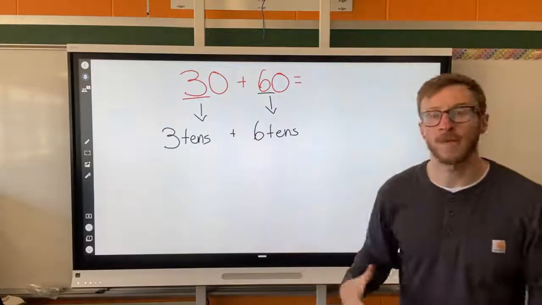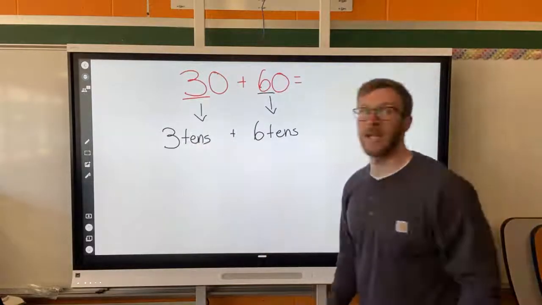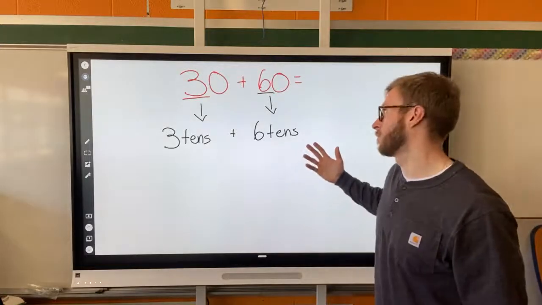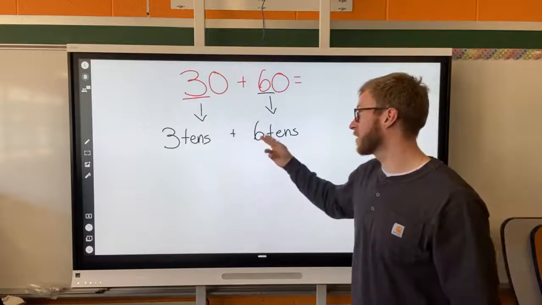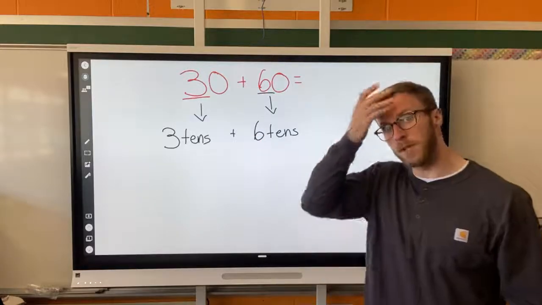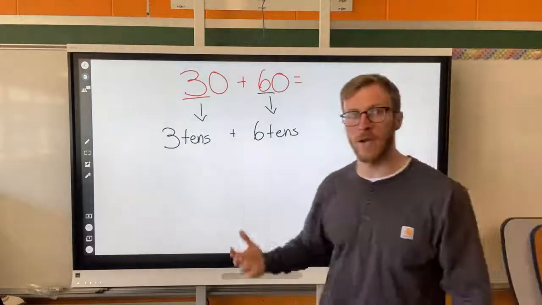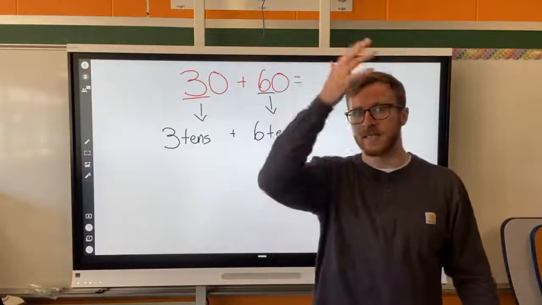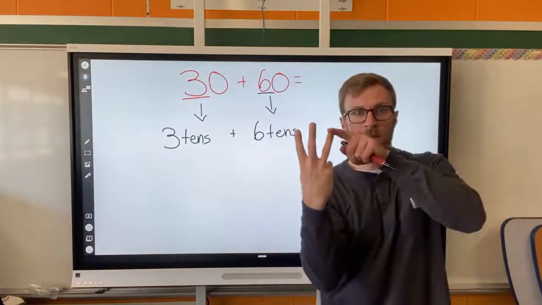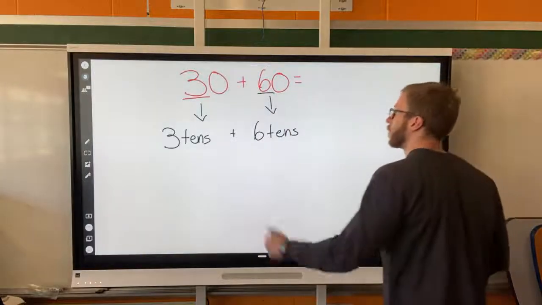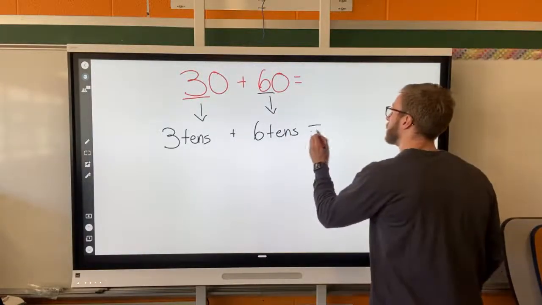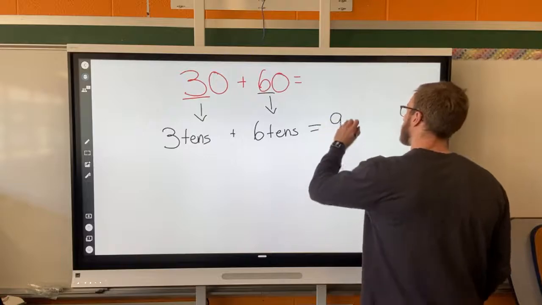Or it could be 3 groups of anything. 3 M&Ms plus 6 M&Ms. We can solve that. We can do 3 plus 6. I'm going to even do 6 plus 3 because we can switch them. Put the bigger number in my head and count on. Let's do 6 plus 3, right? 6, 7, 8, 9. So 3 tens plus 6 tens equals 9 tens.